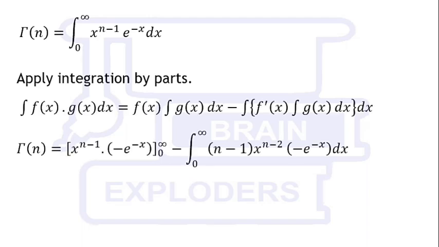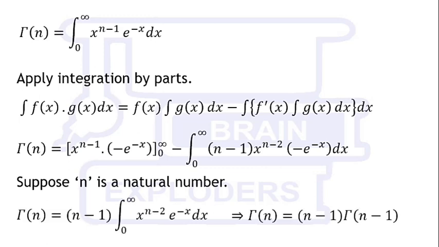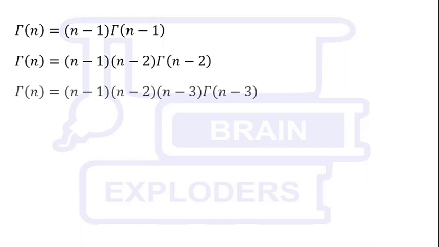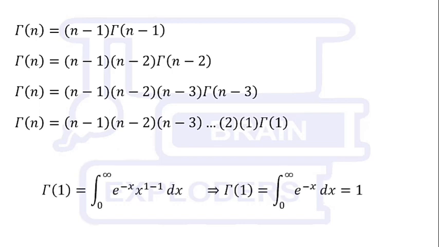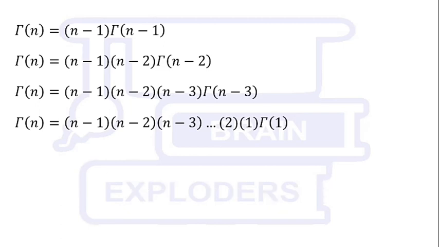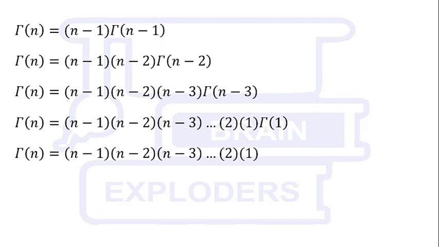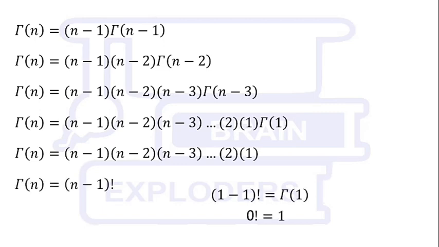and e to the power minus x is the second function, we get gamma n equals n minus 1 times gamma n minus 1. With the help of this property, we can write gamma n equals n minus 1 times n minus 2 times n minus 3 and so on up to 2 times 1 times gamma 1. The value of gamma 1 can be easily calculated as 1. We get gamma n equals factorial n minus 1. On putting n equals 1, we see that factorial 0 is equal to 1.